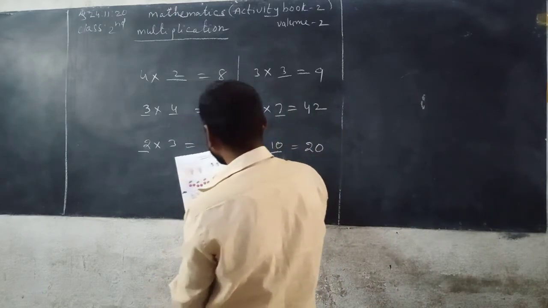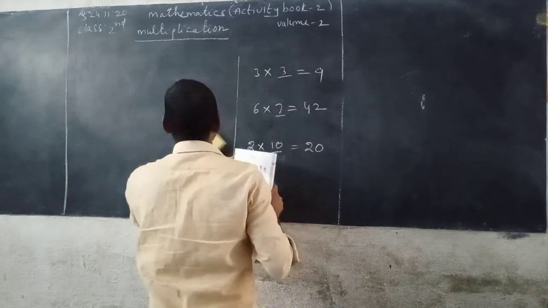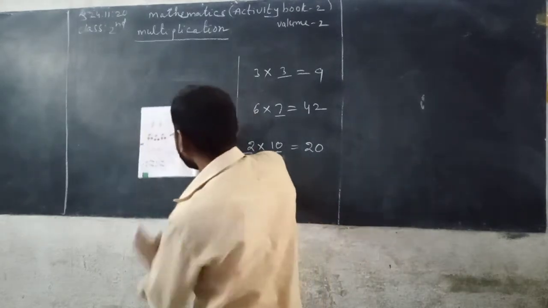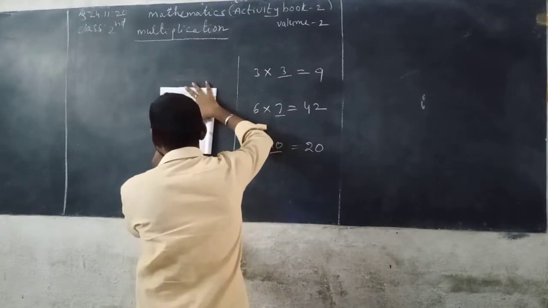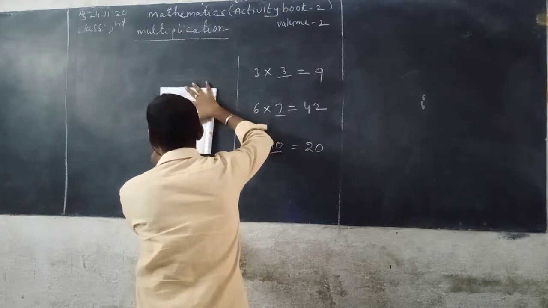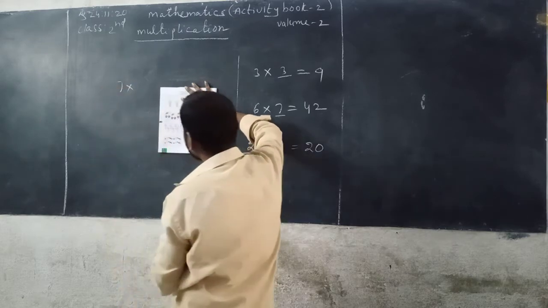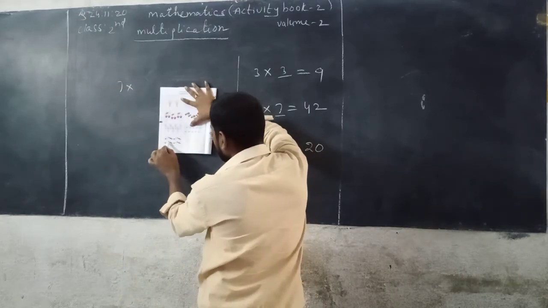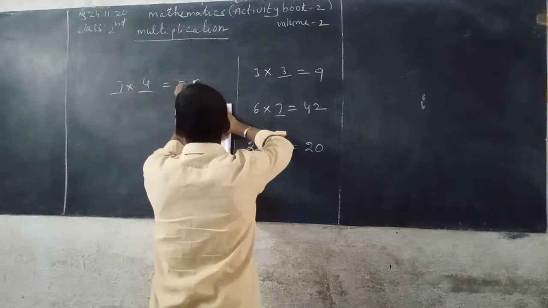Next here, see the color boxes. Look at your activity book. In each line, how many are there? 1 2 3 4 5 6 7, beta. How many times repeated? 4 times repeated. 1 2 3 4 times. So 7 fours are 28.